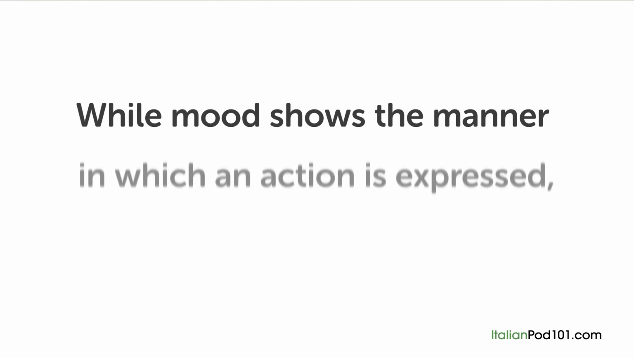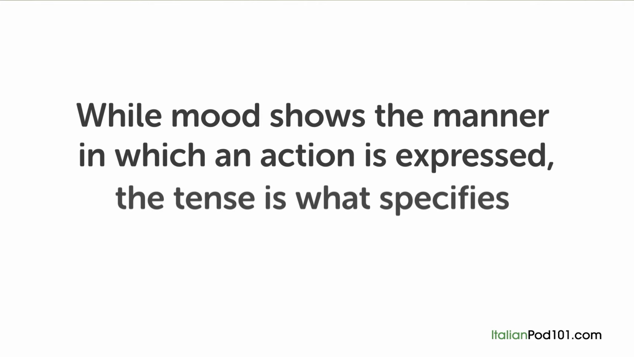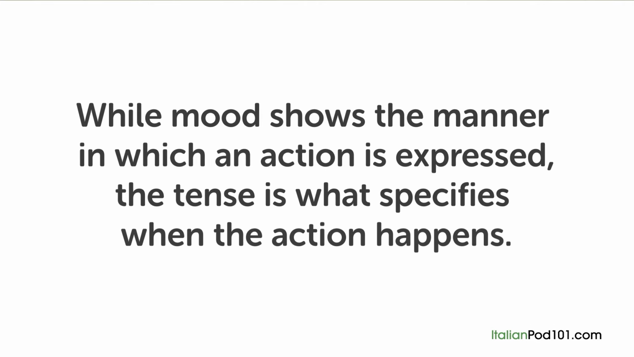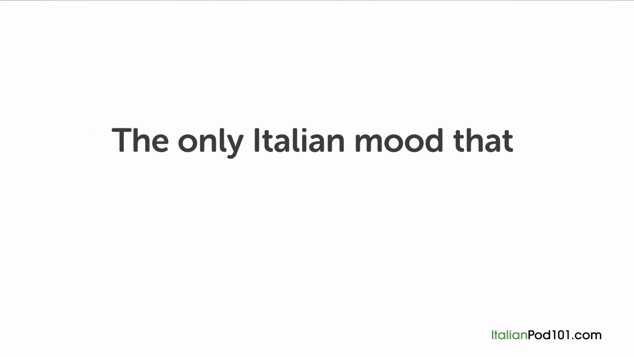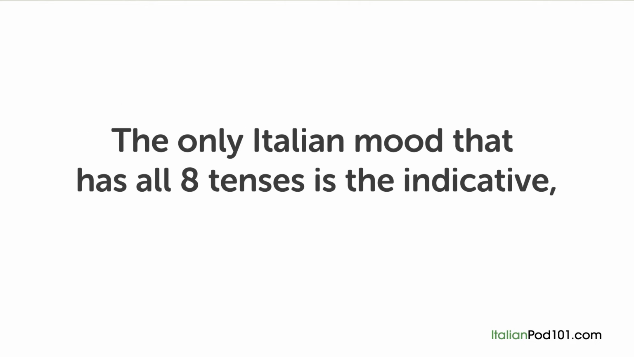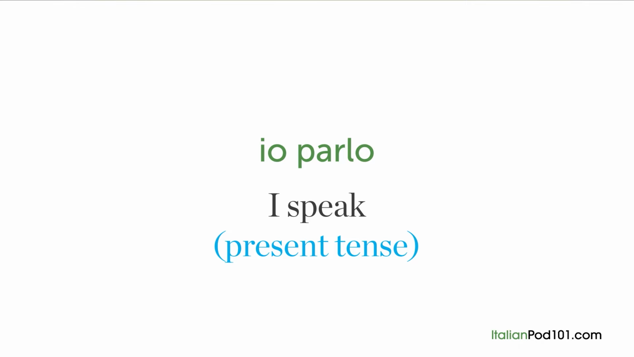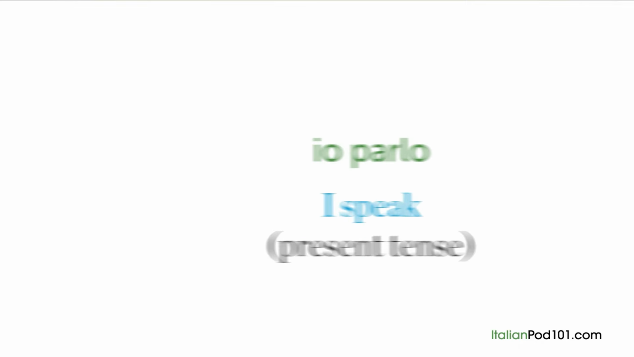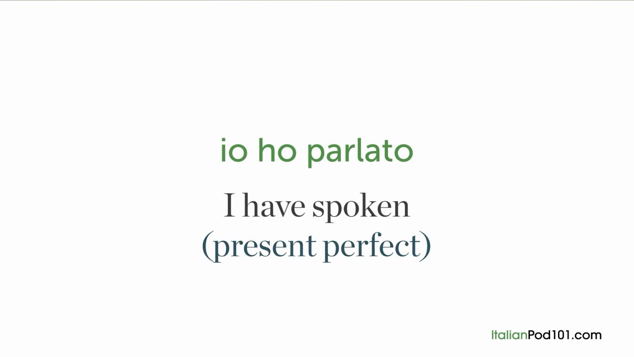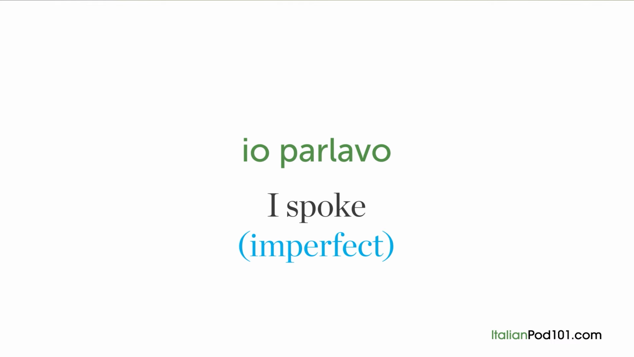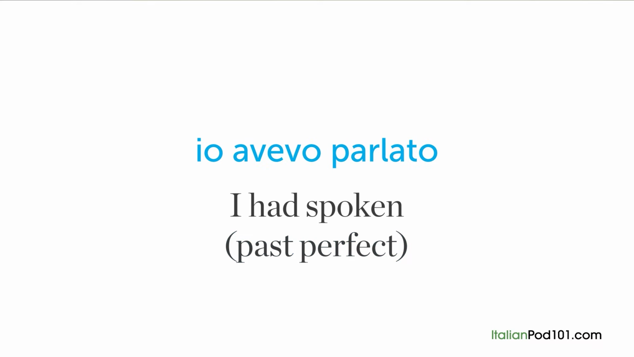While mood shows the manner in which an action is expressed, the tense is what specifies when the action happens. The only Italian mood that has all 8 tenses is the indicative, which is also the most used mood. The only present tense is the present, io parlo, I speak. Past tenses include the present perfect, io ho parlato, I have spoken. Imperfect, io parlavo, I spoke. Past perfect, io avevo parlato, I had spoken.